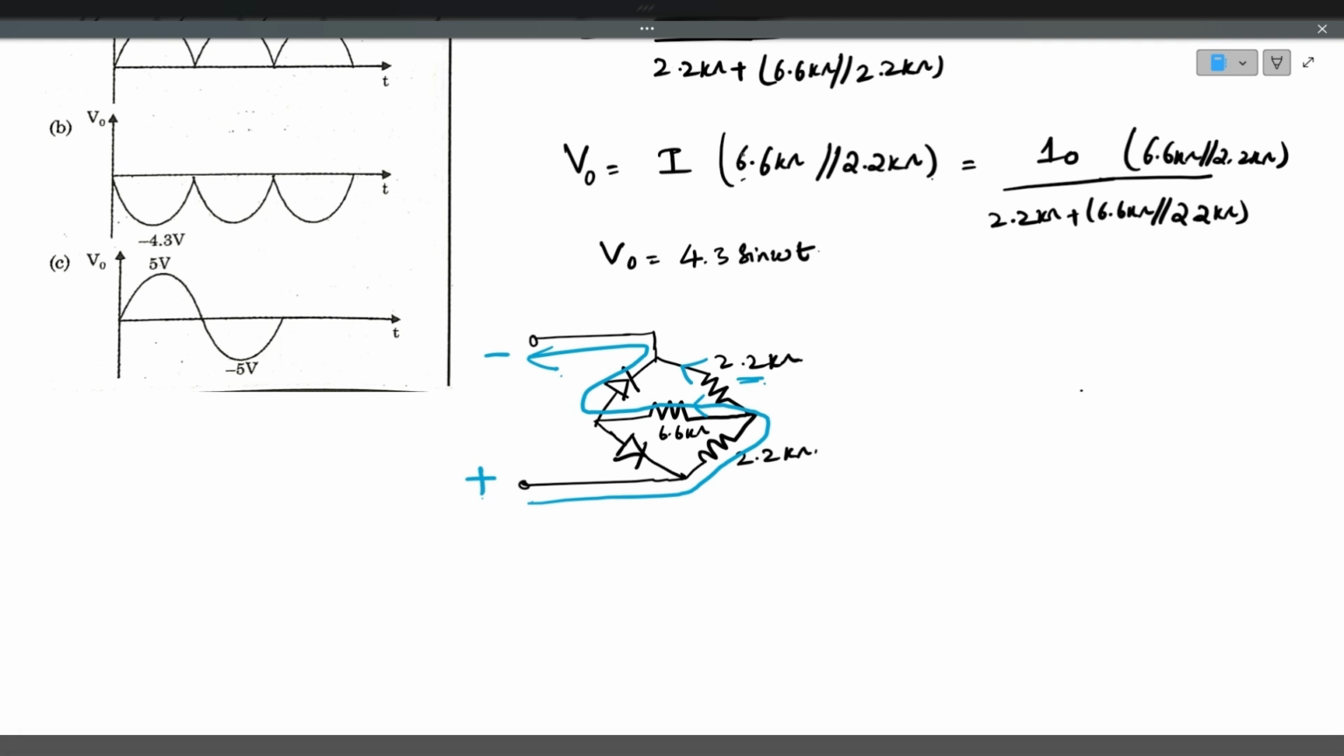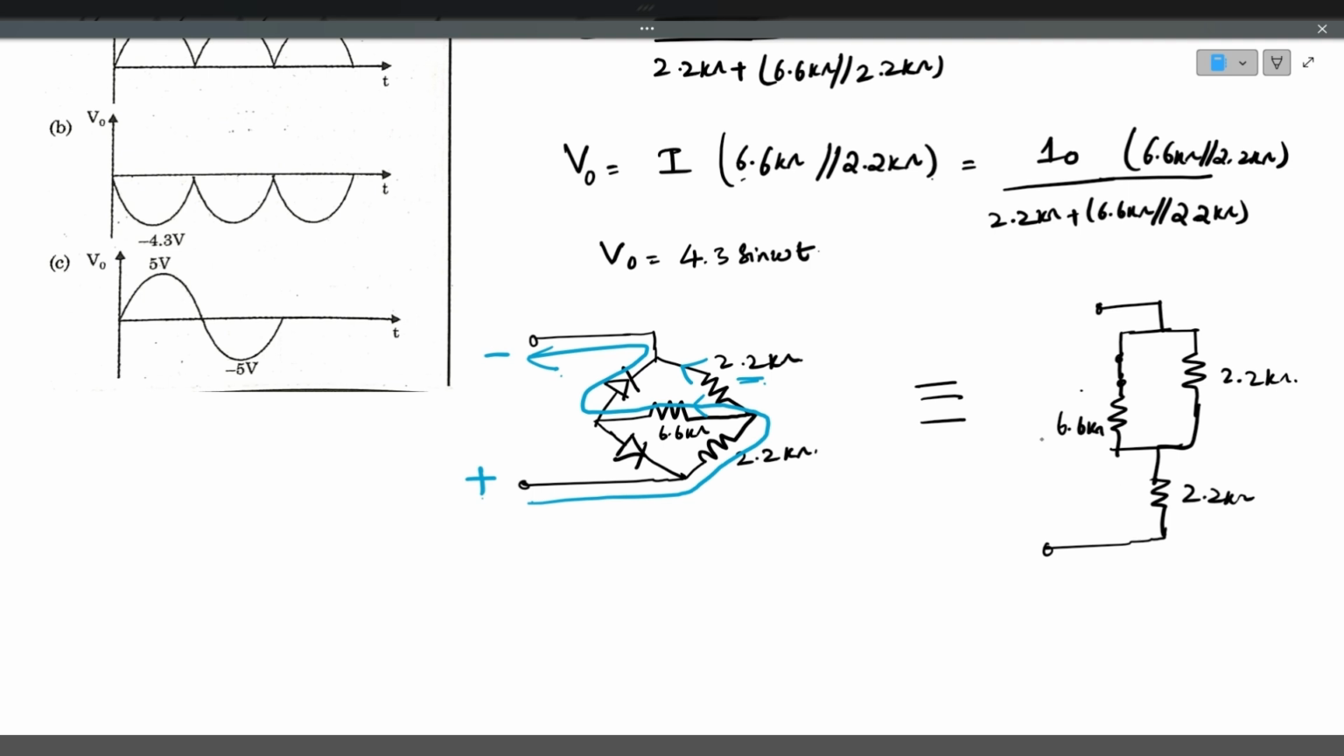You can read out this circuit like this. So there will be a 2.2 kilo ohm, and here the diode is short circuited and 6.6 kilo ohm. These two will be parallel combination and again there is a 2.2 kilo ohm in the lower branch, and the current flows like this.